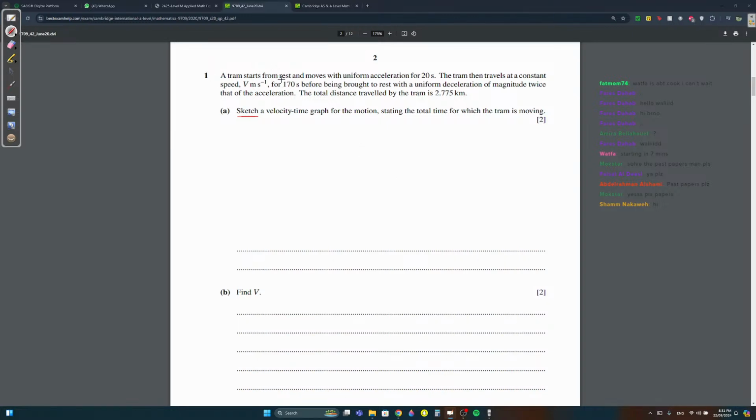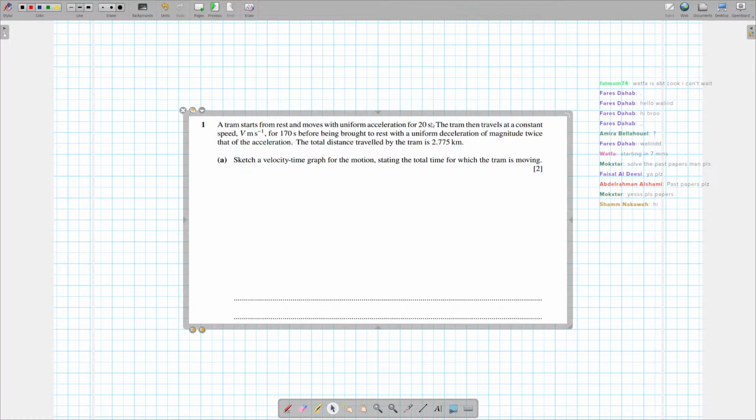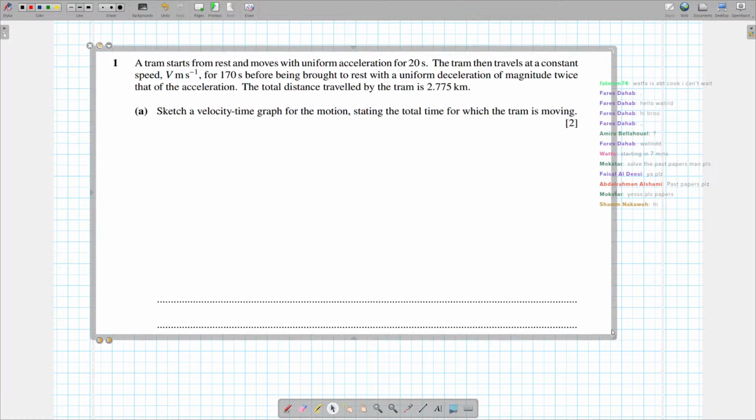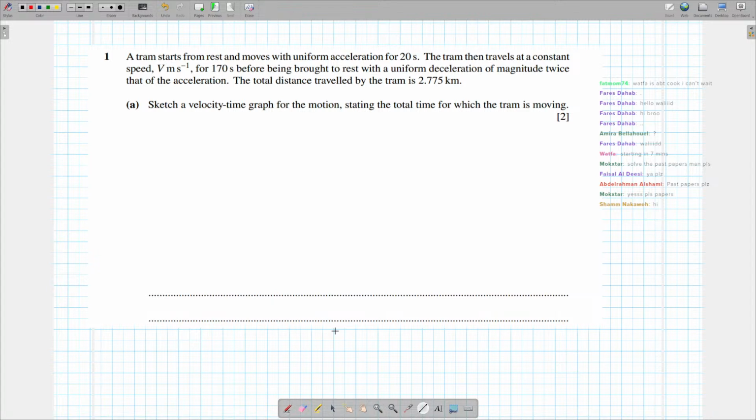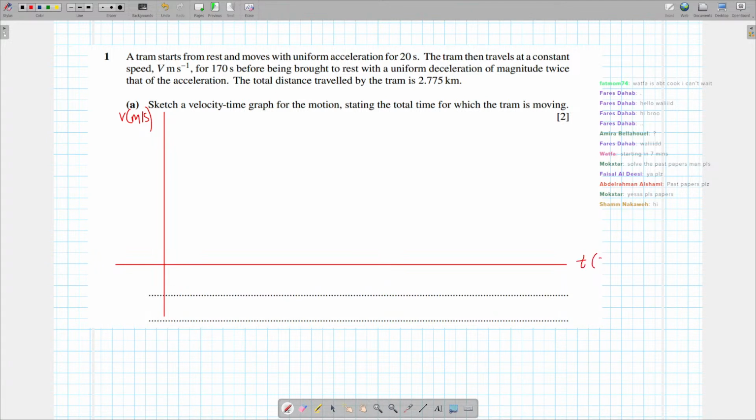First, they want a VT graph. So the first thing you're gonna do here, let me take this to open board. Since they want a VT graph, we're gonna draw one like this. We're gonna label it V, meter per second, and you're gonna label this T, seconds. Like this, you guaranteed yourself half a mark. This is so far.